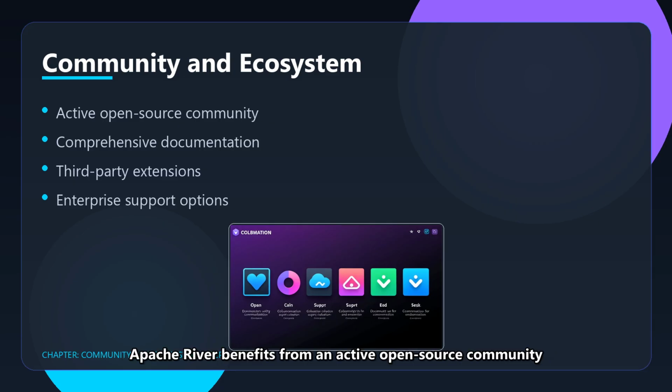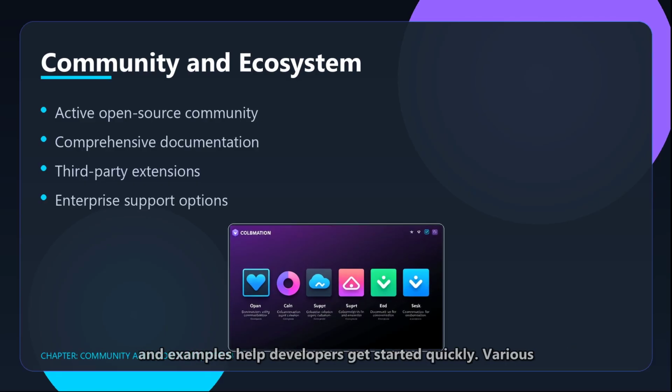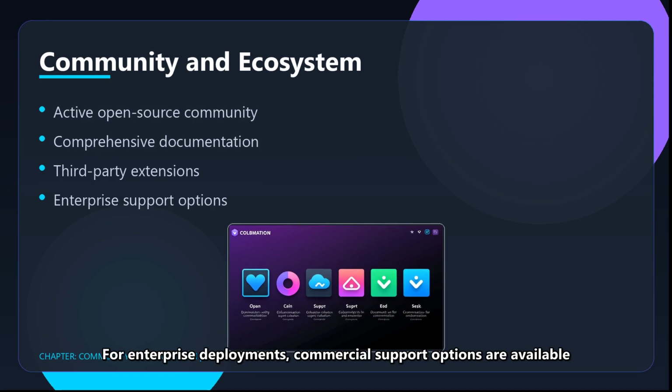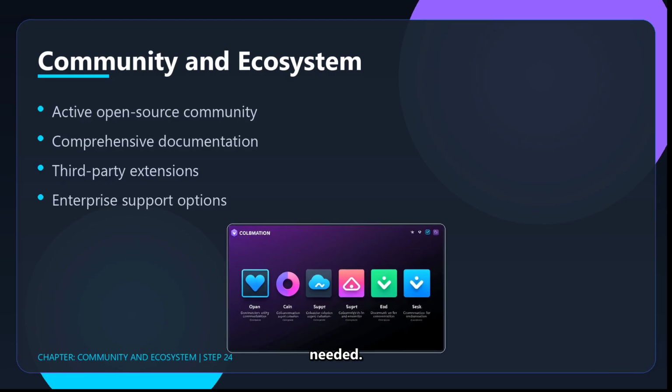Apache River benefits from an active open-source community that contributes to its ongoing development. Comprehensive documentation and examples help developers get started quickly. Various third-party extensions enhance functionality for specific use cases. For enterprise deployments, commercial support options are available to ensure mission-critical applications receive professional assistance when needed.